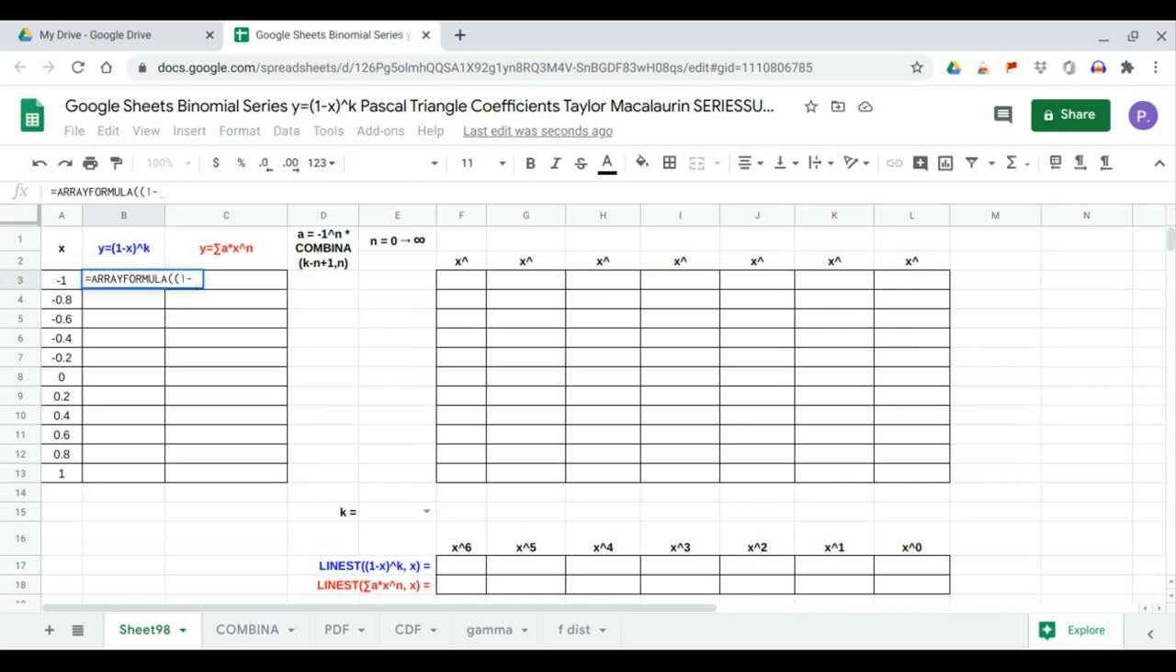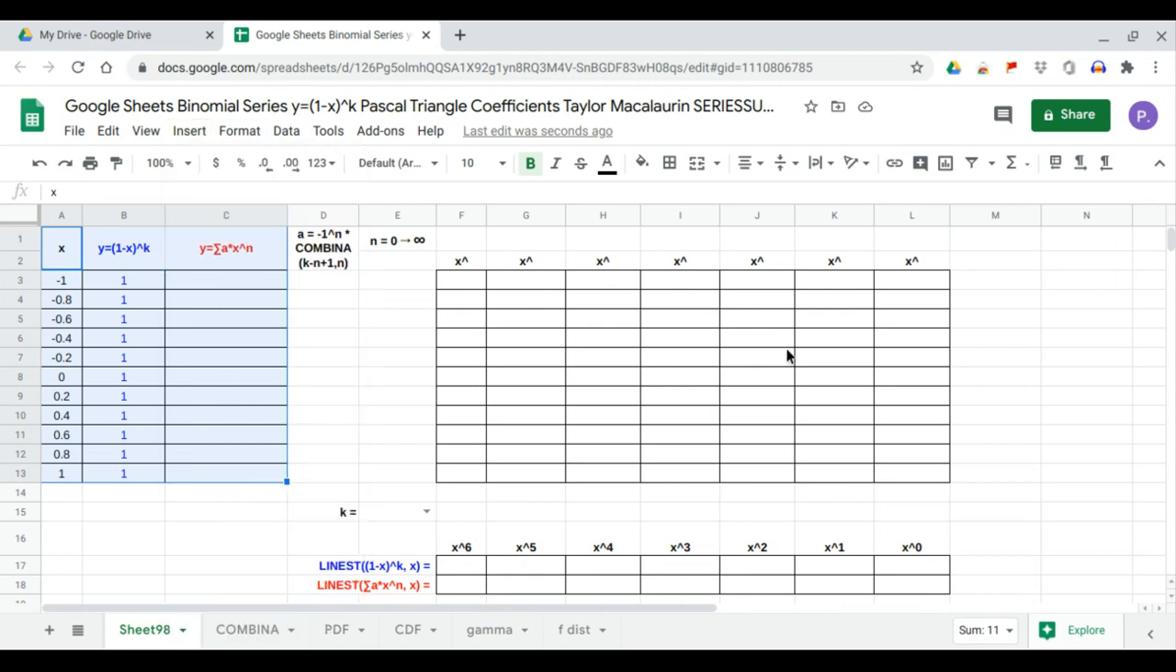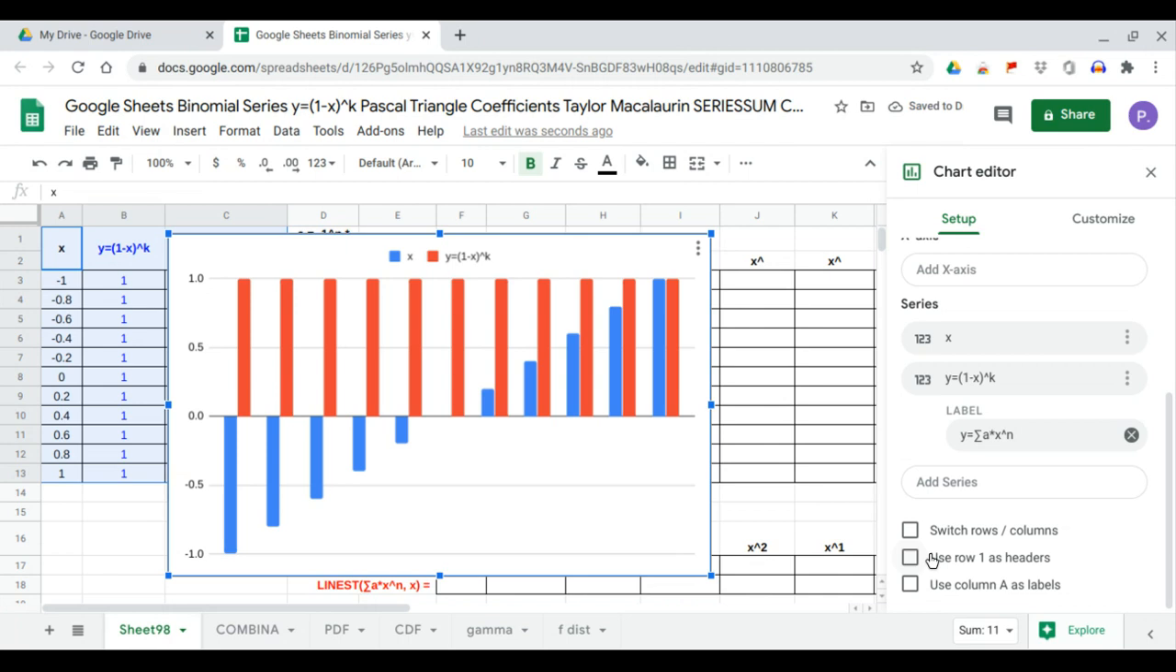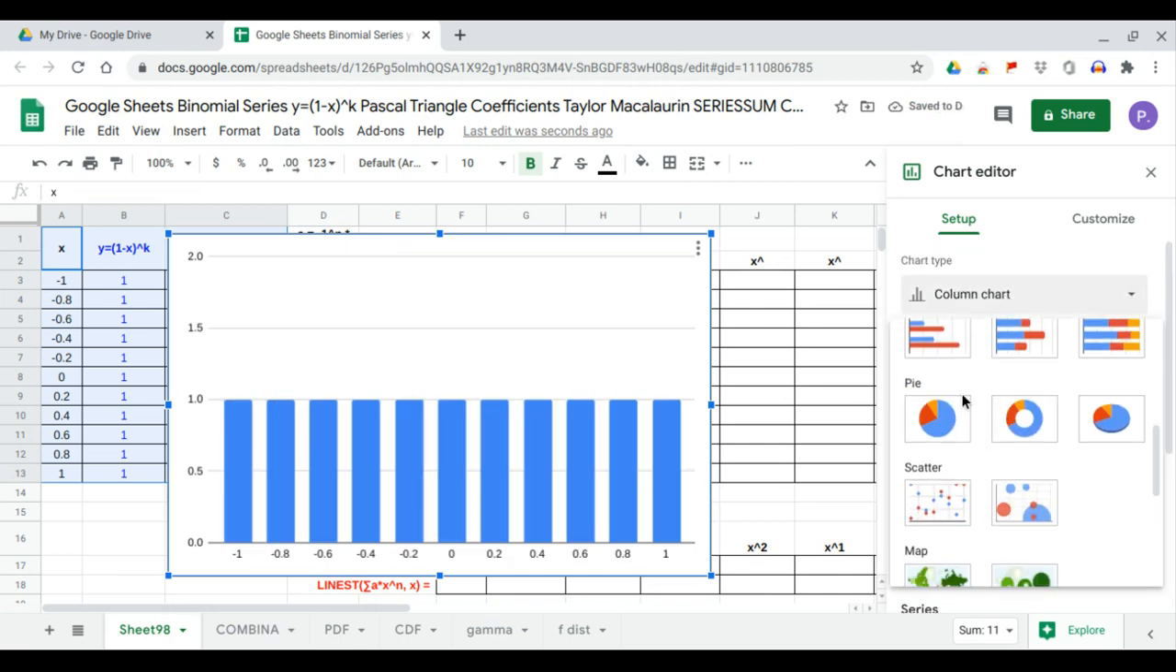1 minus x to the power k. And we'll chart this using the scatter chart. And this should be scatter chart.